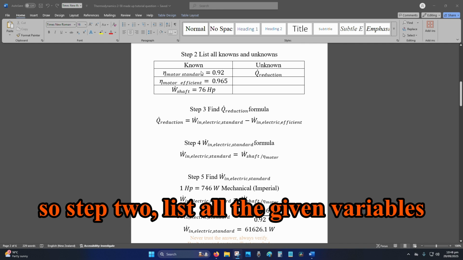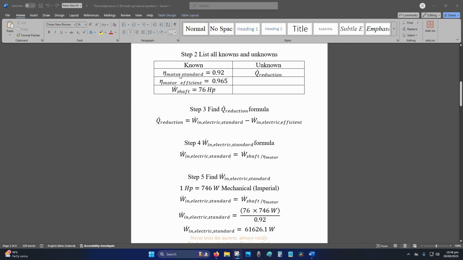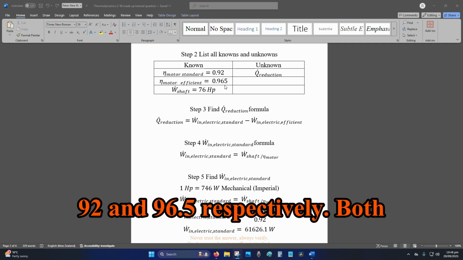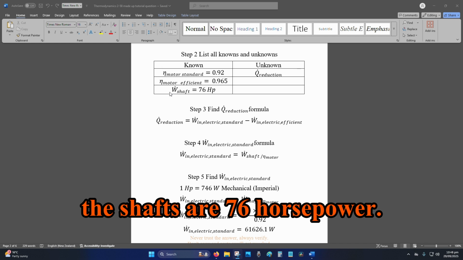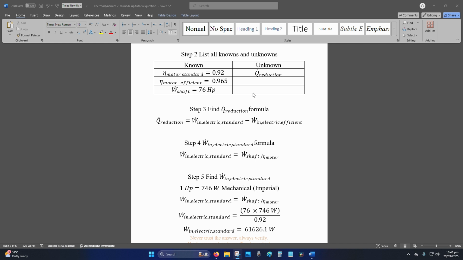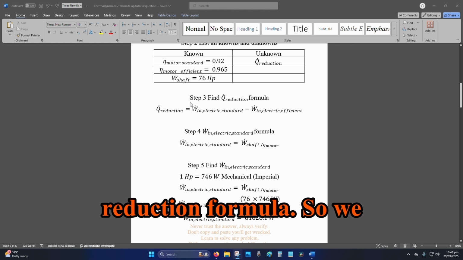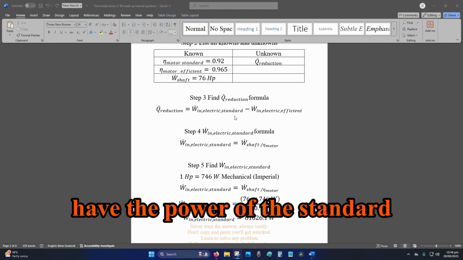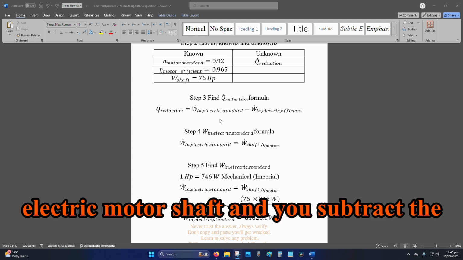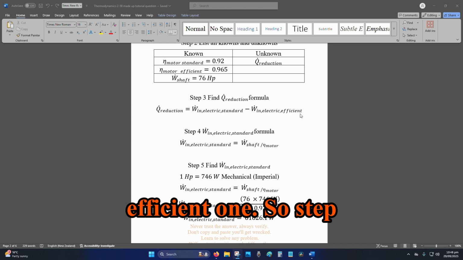Step 2, list all the given variables and find the unknown. Here's the two efficiencies, 92 and 96.5 respectively. Both the shafts are 76 horsepower. Step 3, find the heat transfer reduction formula. So we have the power of the standard electric motor shaft, and you subtract the efficient one.